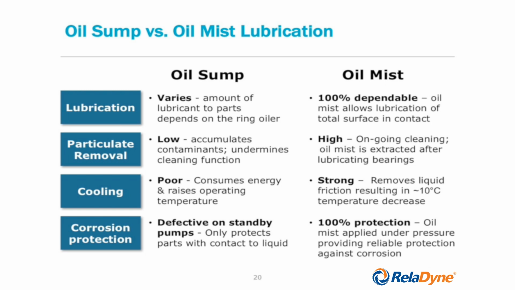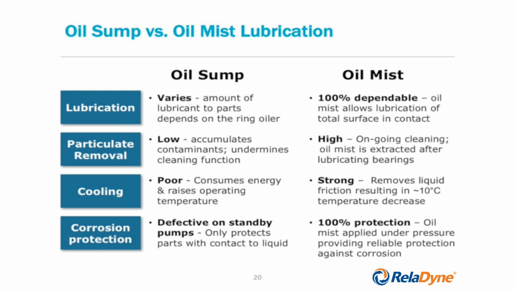Then, of course, in comparison, oil mist provides 100% protection because the oil mist is applied under a slight pressure. Usually the pressure is the equivalent of approximately 1.5 inches, or something in the vicinity of 40 millimeters of water pressure in excess of the pressure that you have in the atmosphere. So again, corrosion protection is our last point. It's defective, especially on standby pumps. It only protects parts that contact liquid.